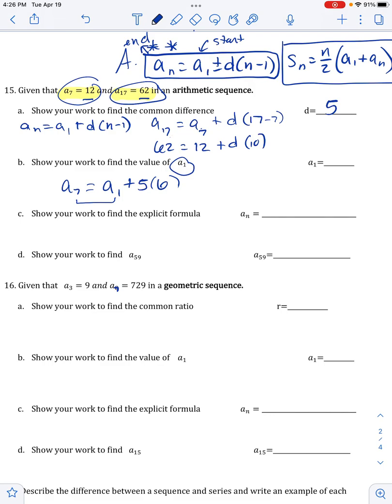So what is the 7th term? Looking up above, it is 12. Don't know the first term. Do know the common difference, and I know that it would take 6 steps to get from the 1st to the 7th. So I end up with 12 equals A1 plus 30. So A1 is going to be negative 18.